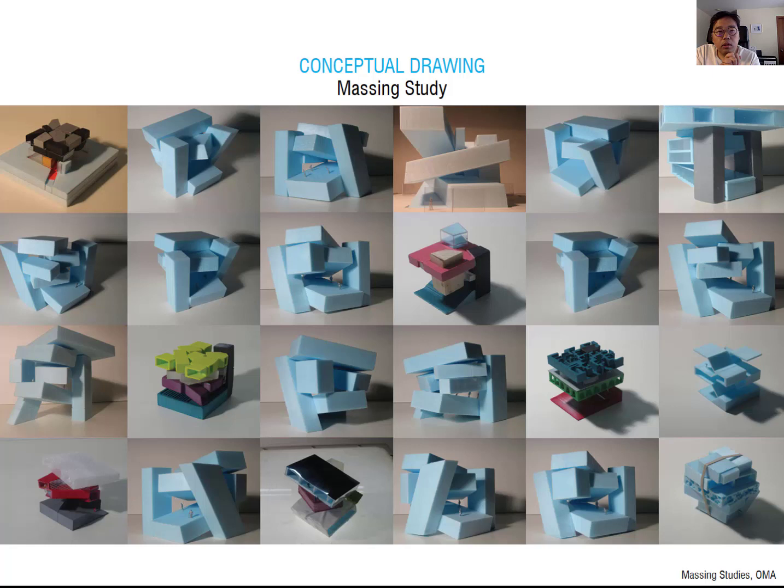To find a single massing, we have to test different massing studies. It can be a physical massing model or a digital massing model, but I think a physical massing model is much easier for navigating the idea. You can see different stacking methods, different orientations, and different forms. To find out that they are designed properly, you have to have this massing study iteration.